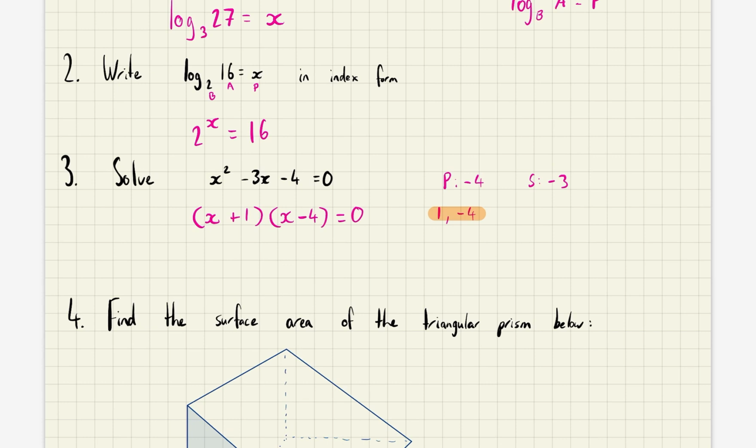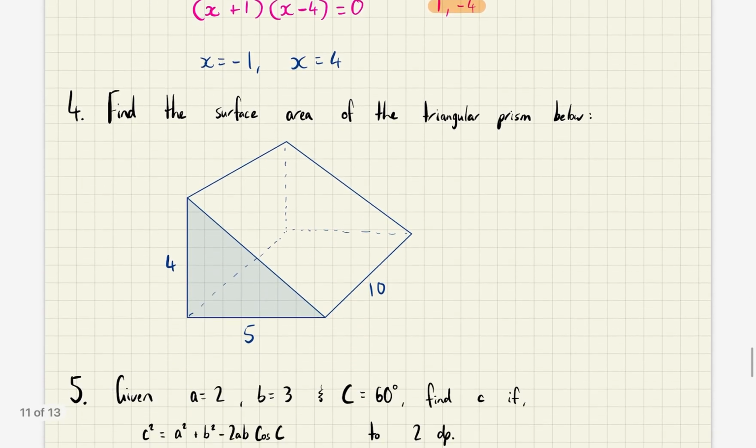The quick way of doing this is just doing the reverse of whatever is happening here. So in this case, the solution will be x can be -1, because -1 plus 1 gives us 0. And x could also be 4, because 4 minus 4 will give us 0. So that's our answer for that question.